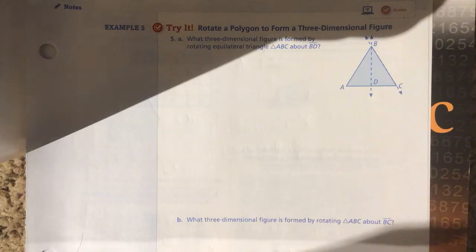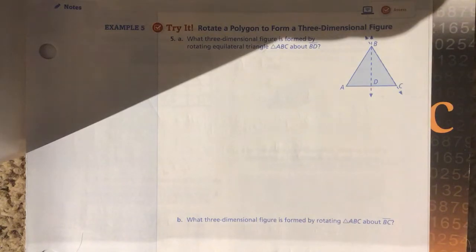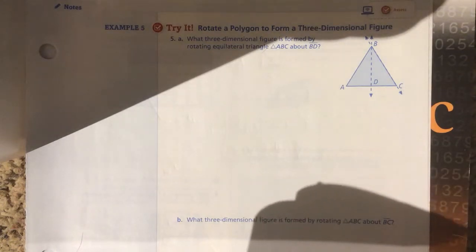So continuing where I left off, we're now going to talk about how to rotate a polygon to form a 3D figure. And this does get a little complicated, but we're not going to go into too much detail. I'm going to show you an example from the textbook to show you how this works. And we'll apply it to other ones.